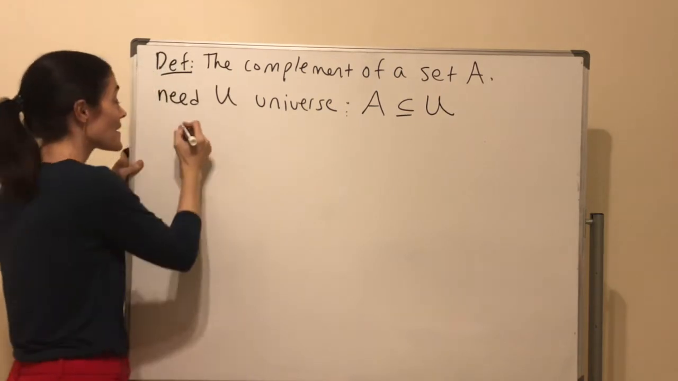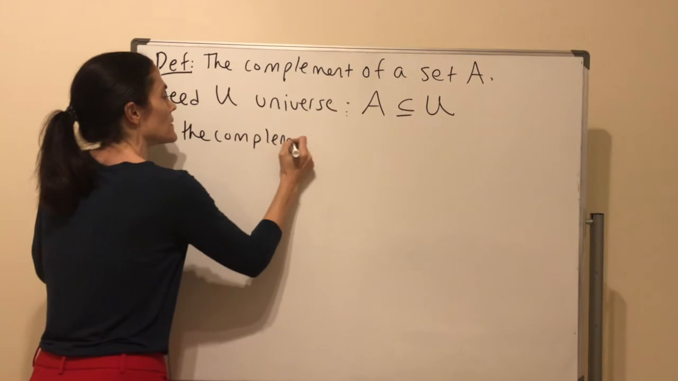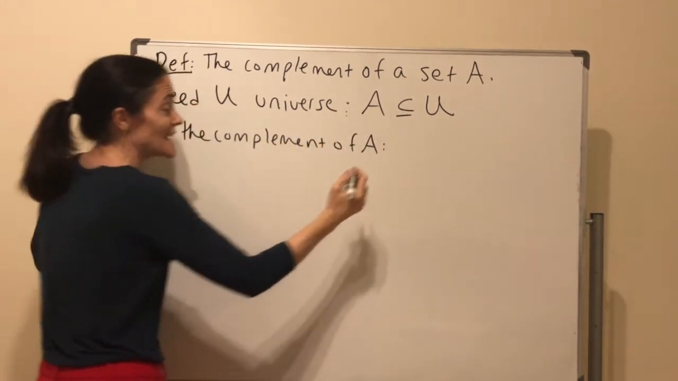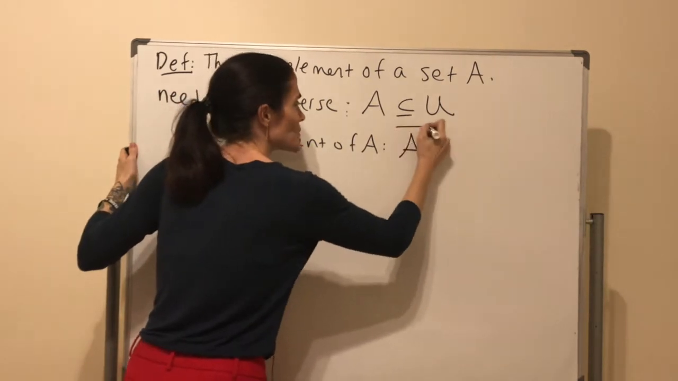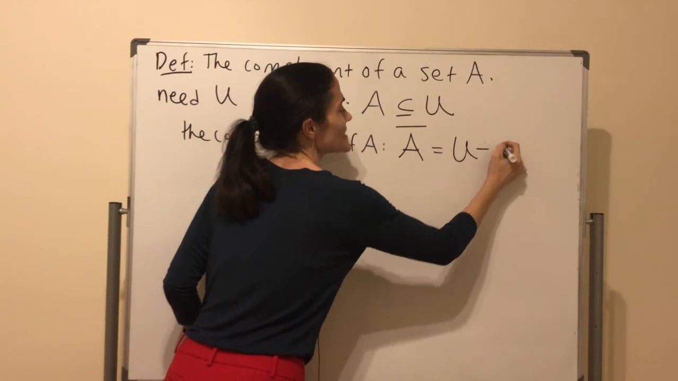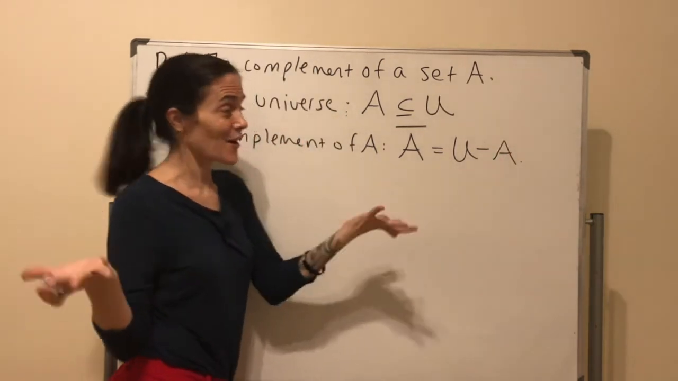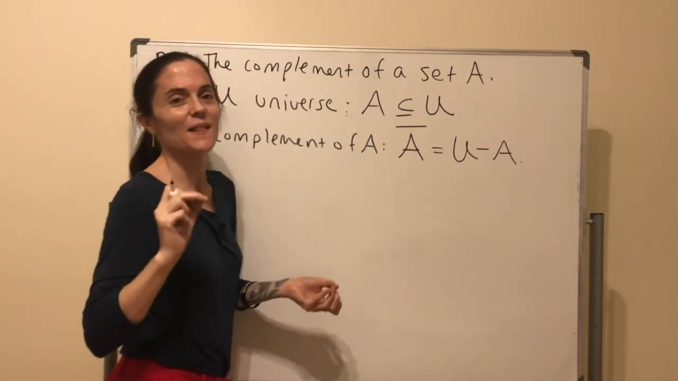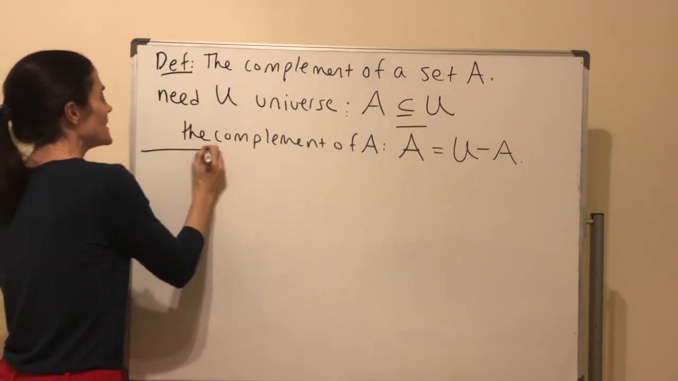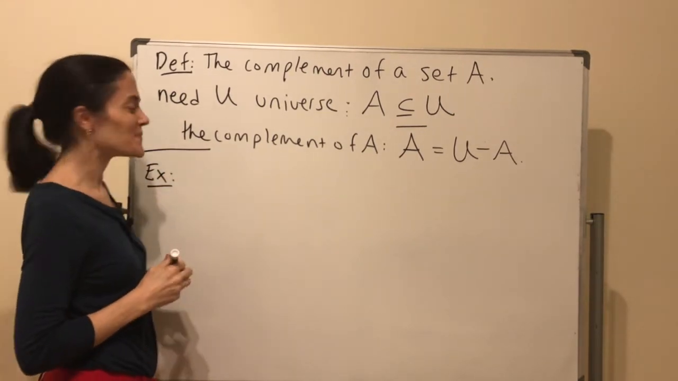Then we define the complement of A. The notation is a line over it, and this is U minus A. In words, this is everything in our universe besides the elements in A. It's everything not in A. Okay? Well, let's do an example.